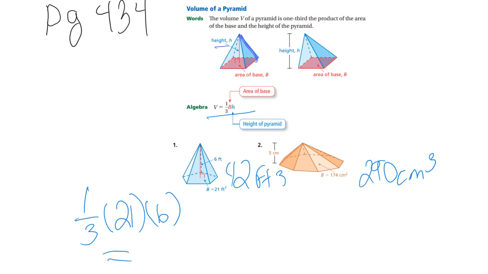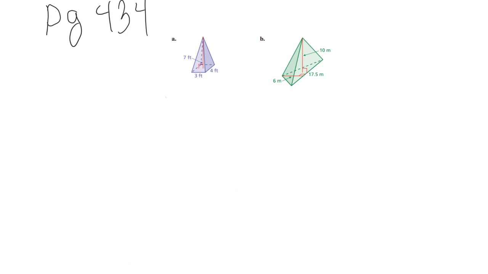Multiply all that together, you would have gotten 42 feet cubed because it is volume. All right, now we're going to do one more example. So I changed my mind. We're actually going to do 2 more.